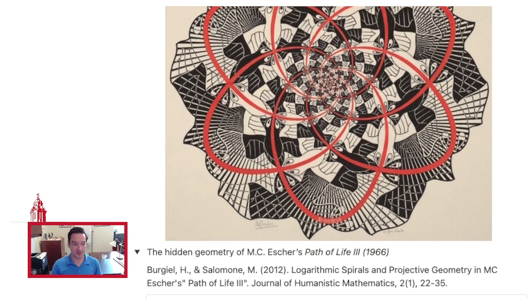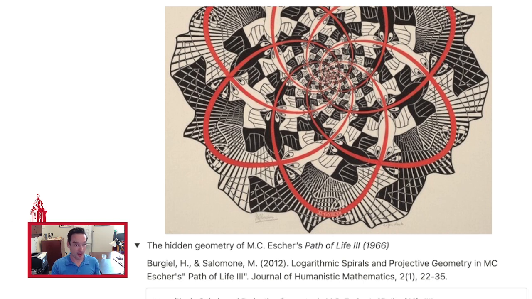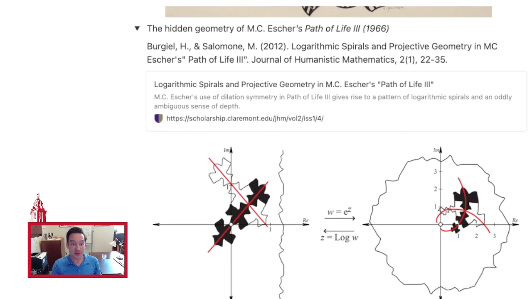And I mentioned this was kind of self-serving a while ago because this is a paper that I wrote together with Heidi Burgel, who is a colleague of mine at BSU back in 2012. This is an open access article, so I will put the link to it down in the comment section. You're more than welcome to read it. It's written to be pretty accessible.